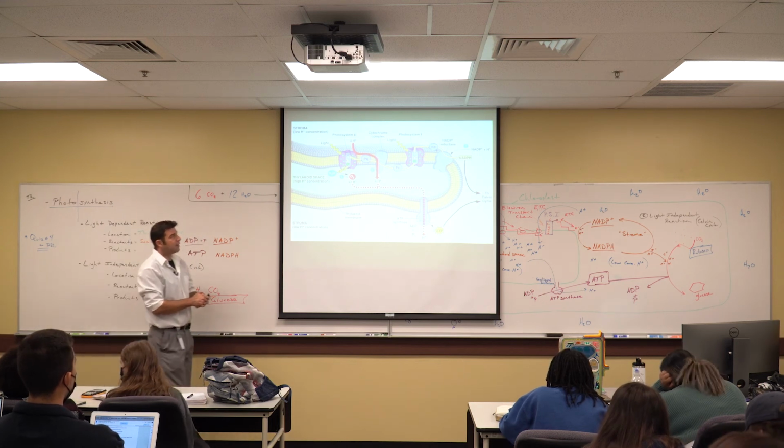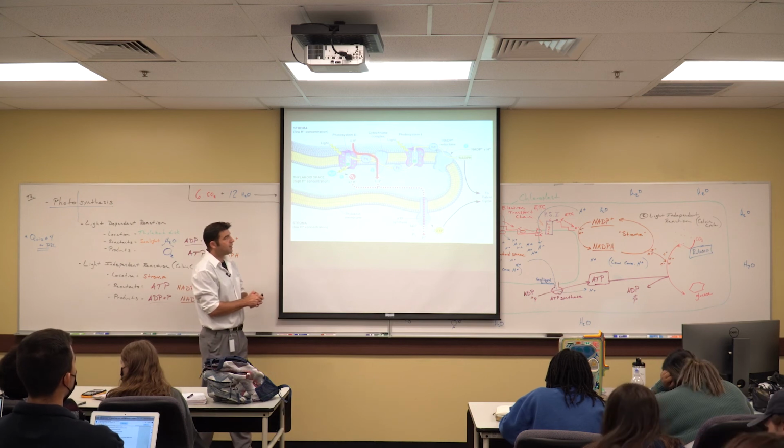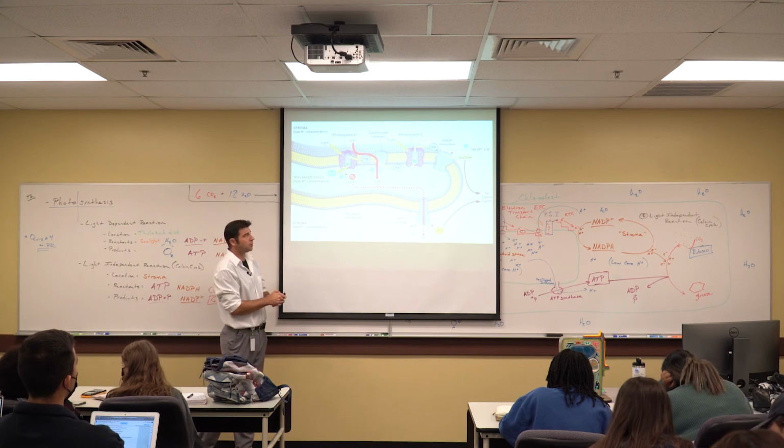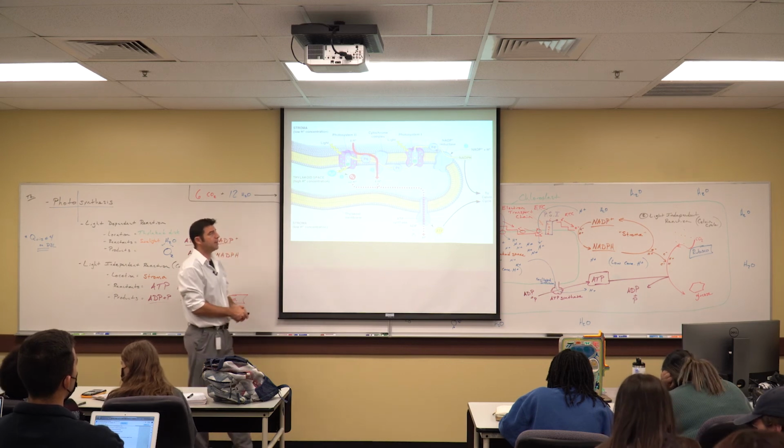So we can see at the end of the electron transport chain, those electrons end up at photosystem 1. They're excited once again to go down the second shorter electron transport chain that ends in this NADP+.